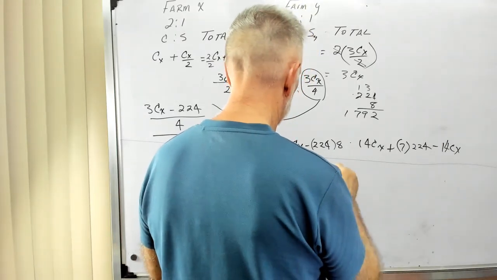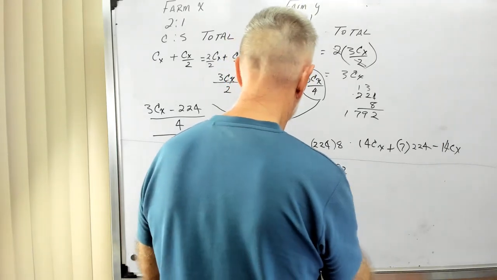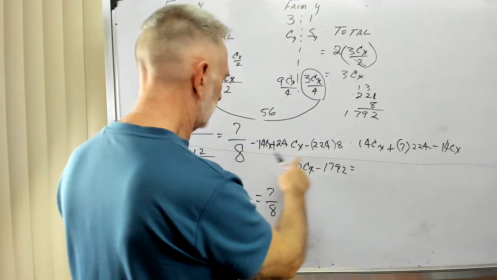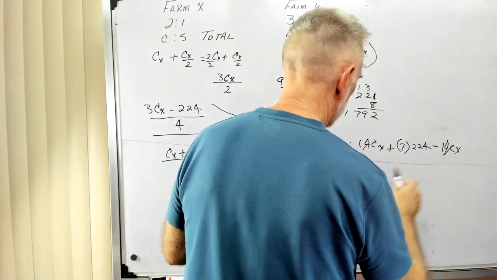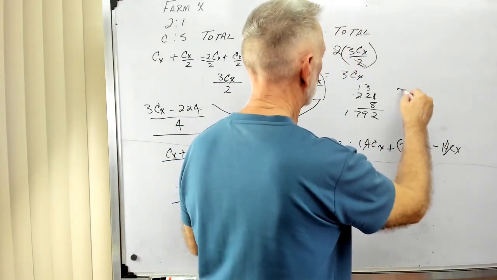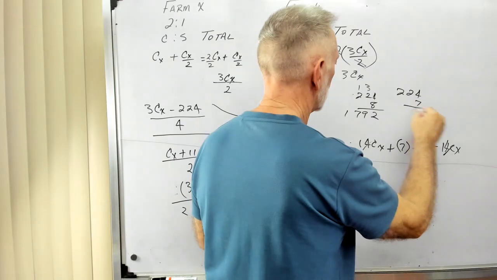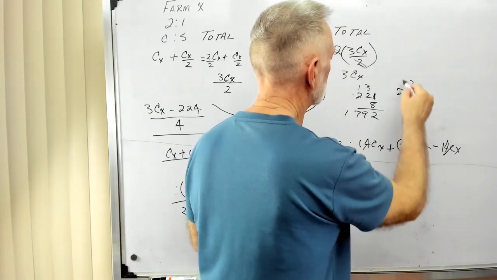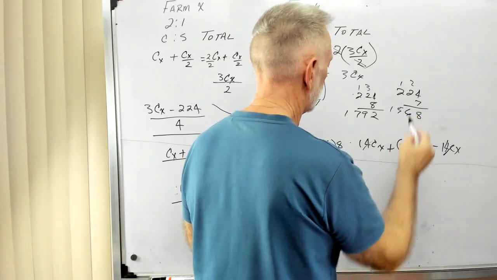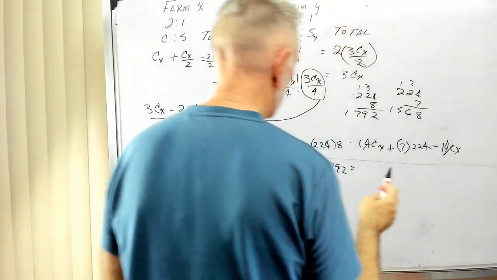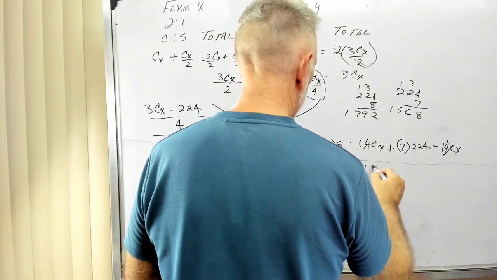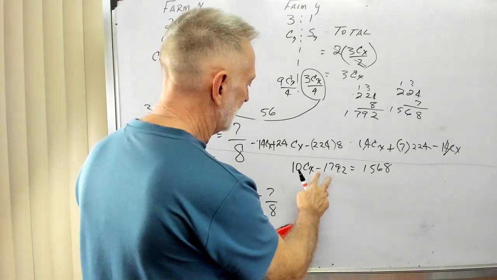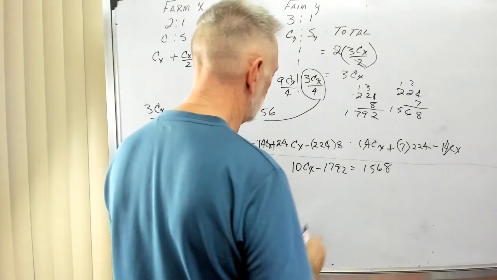All right, 1792. And that equals, we've already subtracted the 14x. That equals 7 times 224. 7 times 4 is 28. 2, 14, 15, 16. 14, 1 is 15. All right, so that equals 1568. Now I need to add 1792 to both sides.